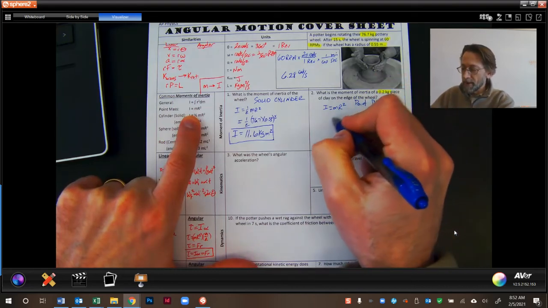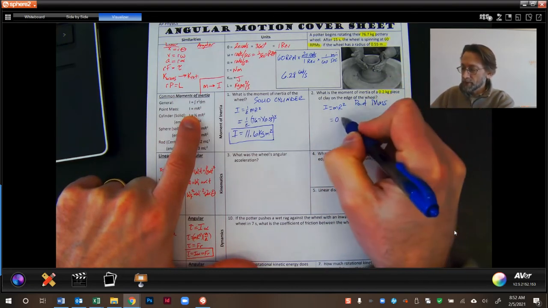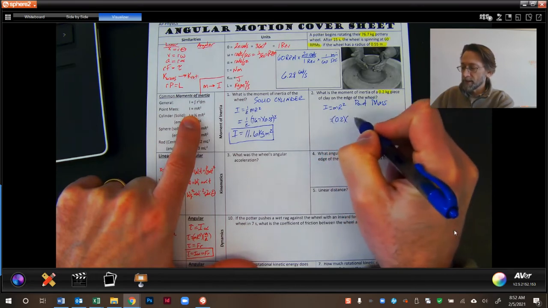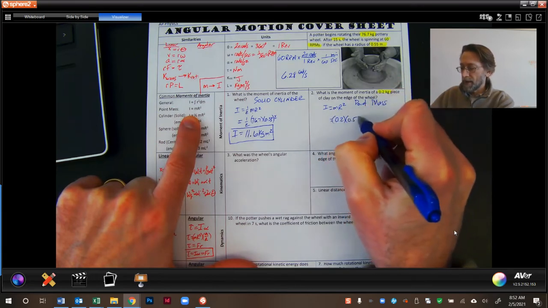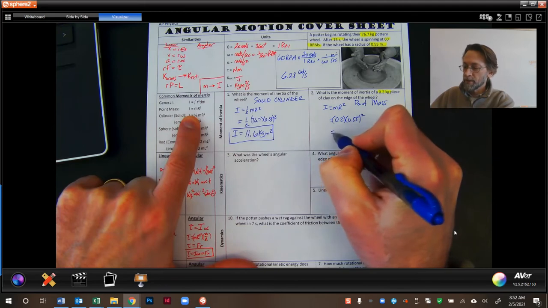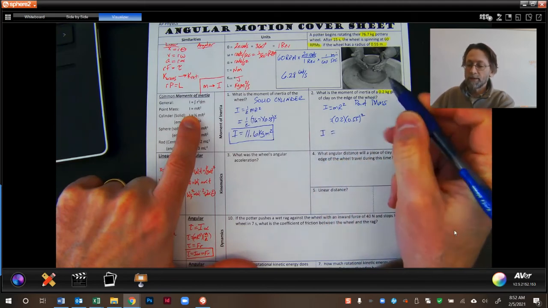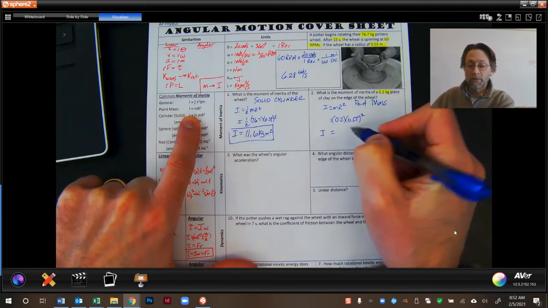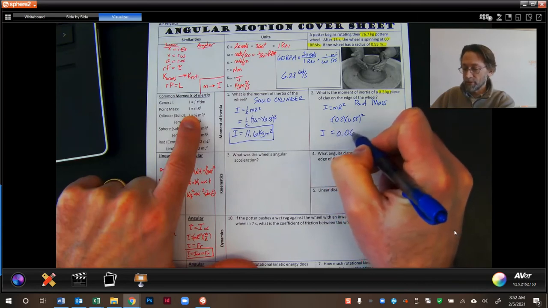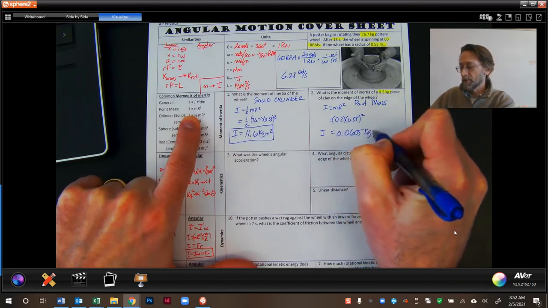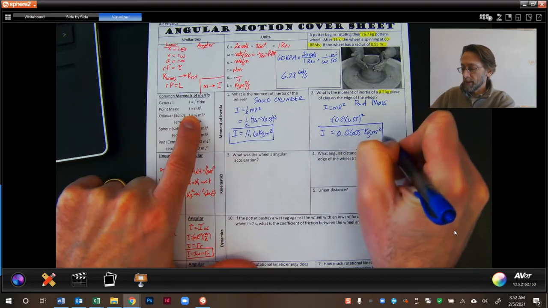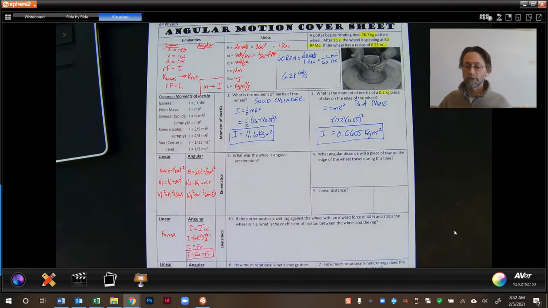So when I plug in my values, I'm going to have the 0.2 kilograms. I'm going to have the radius that is the 0.55, and then don't forget to square it. So I end up with a moment of inertia of the clay that is going to be 0.0605 kilogram meters squared. Okay, so I end up with two different moments of inertia there.